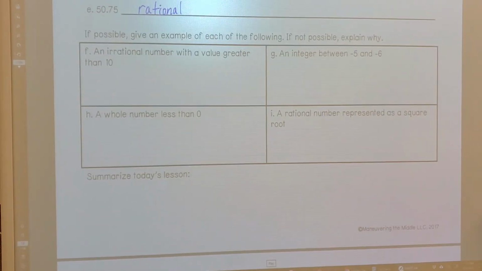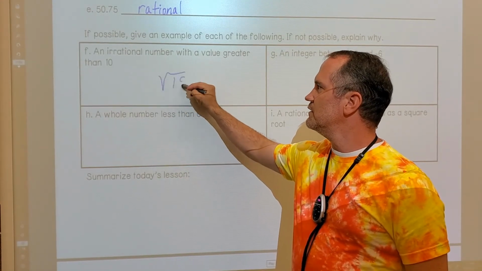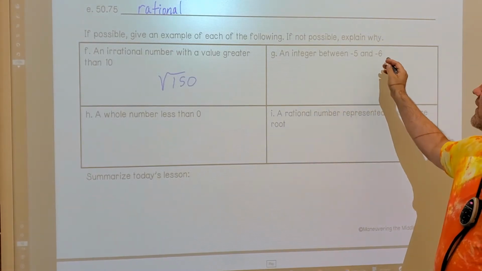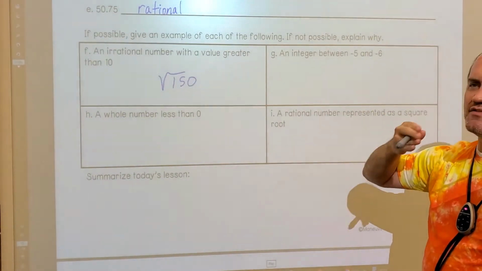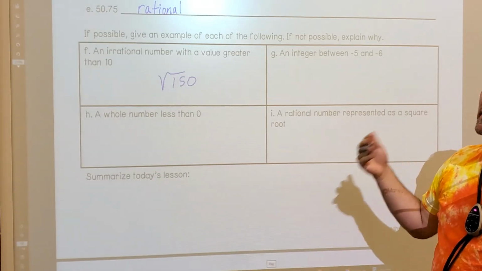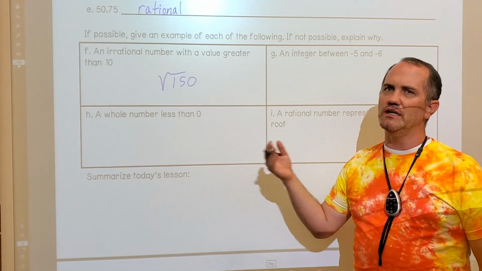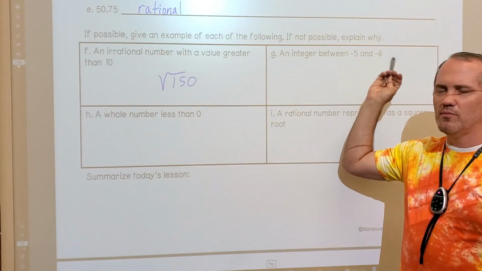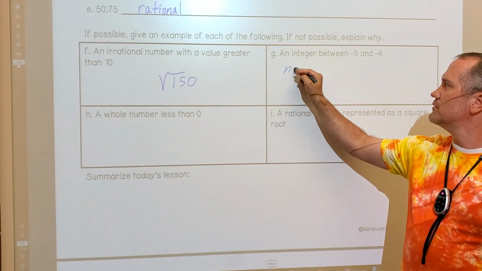All right, an irrational number with a value greater than 10. We did that already in our previous notes. We did square root of 150. You can do whatever. Integer between -5 and -6. Oh, that's tricky, because -5 and -6 are right next to each other on the number line, and integers have to be a whole number type of thing, but negative or positive. In this case, is there a number between -5 and -6? Not possible.